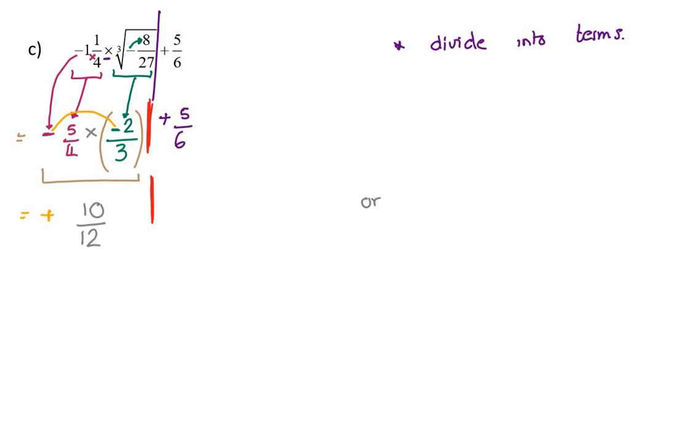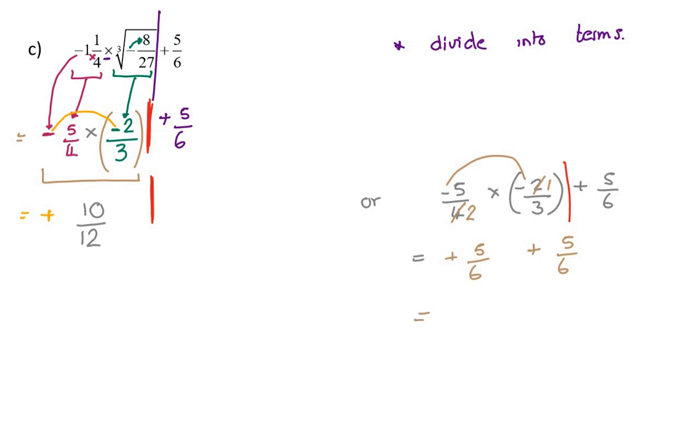Or, if I write or here, you could say negative 5 over 4 times negative 2 over 3 plus 5 over 6. Now don't forget this is a separate term. So what you could do here is you could say 2 divided by 2 is 1 and 4 divided by 2 is 2. And now I would say a negative times a negative is positive. 5 times 1 is 5. 2 times 3 is 6. Now what's nice about this version is, look, they automatically have the same lowest common denominator, and so I can simplify.